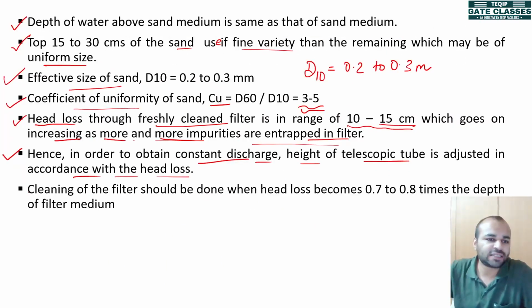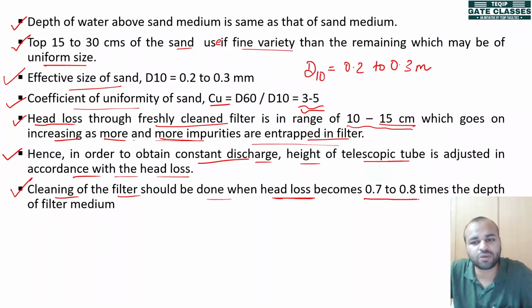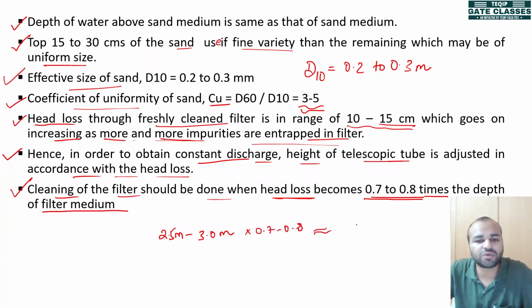Now, next is regarding cleaning. The cleaning of the filter should be done when the head loss becomes 0.7 to 0.8 times the depth of the filter medium. I have given you the value that the filter medium depth varies from 2.5 to 3 meters. So if the head loss becomes 0.7 to 0.8 times, that means around 0.7 to 0.8 times, how much does it turn out to be?